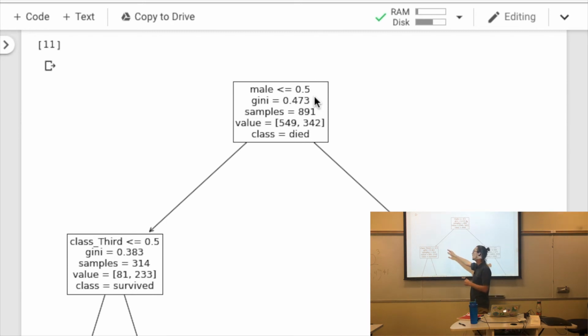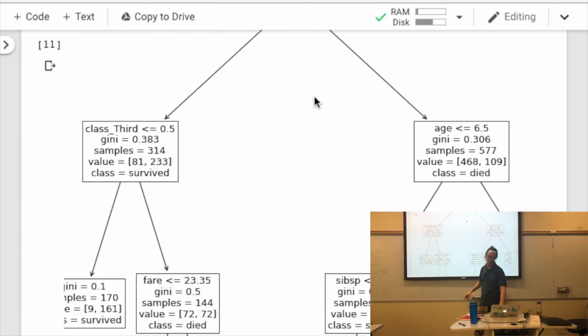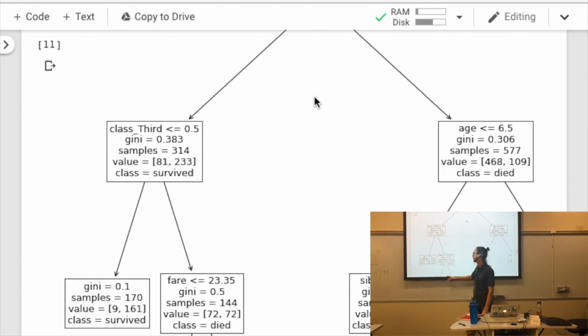Well, okay, they're female, but are they third class? There's classes in the Titanic, so third class, second class, or first class. Third class will be 1 if they were third class, or 0 if they weren't. So this is saying, if they were third class, then we go over here, and we would say that they died. But if they weren't third class, meaning they're second or first class, then we would say that they survived. And we continue that way.